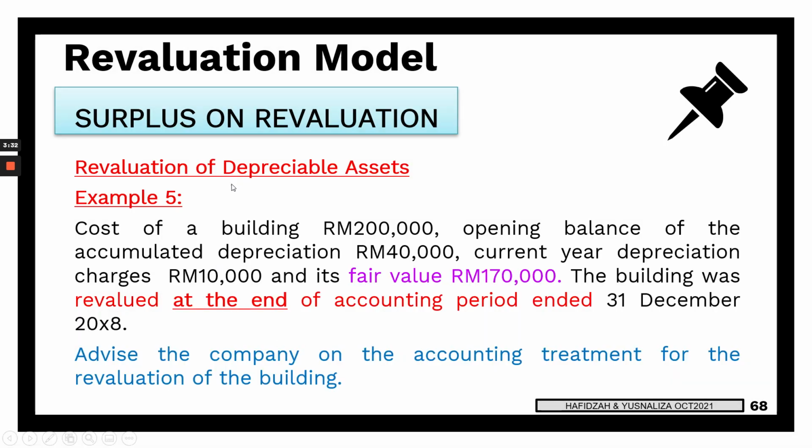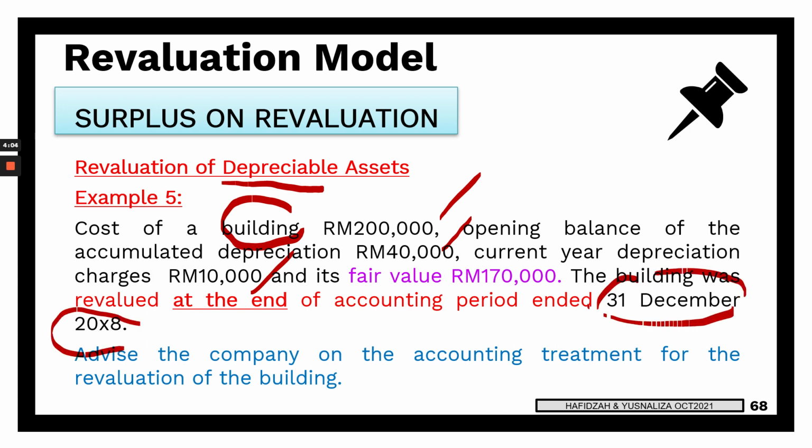Let's look at the first example of revaluation, and now let us start with depreciable asset. Depreciable assets are those assets that are subject to depreciation. So here is about a building, and that building has a cost on the date of acquisition of 200,000, and the opening balance of the accumulated depreciation is 40,000. In the current year, depreciation charges here are 10,000, and that was for the year ended 31st of December 20X8, which is the reporting date for this company, the end of the year. The fair value, this is the market based evidence of the company, is 170,000. You are asked to advise the company on the accounting treatment.